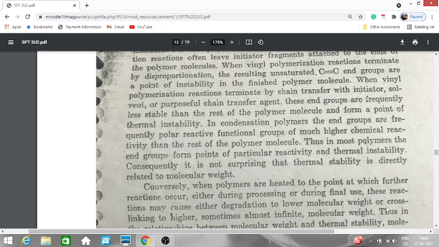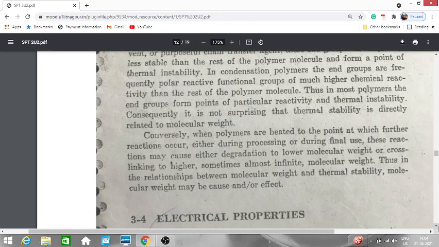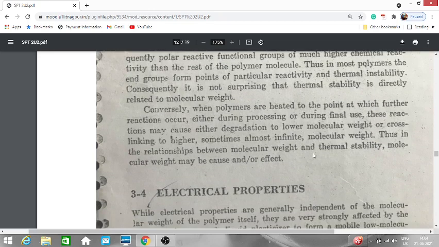Conversely, when polymers are heated to the point at which further reactions occur, either during processing or during final use, these reactions may cause either degradation to lower molecular weight or cross-linking to higher, sometimes almost infinite molecular weight. Thus, in relationships between molecular weight and thermal stability, molecular weight may be cause and or effect.